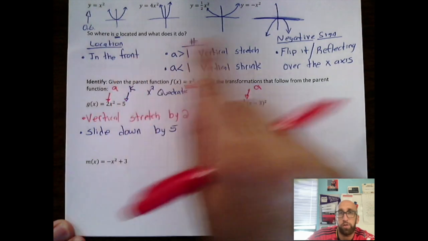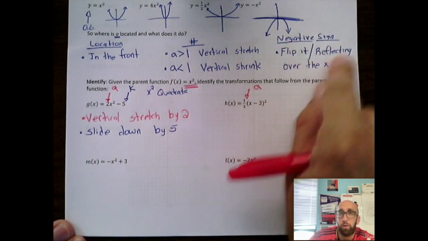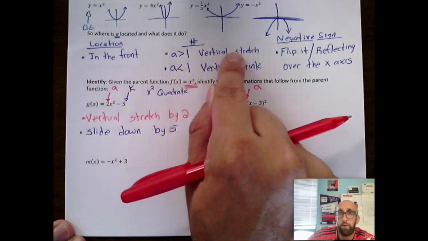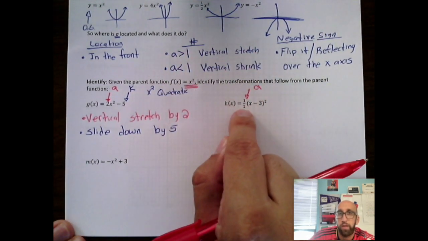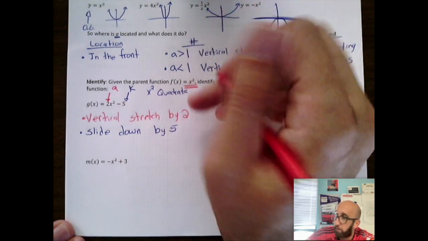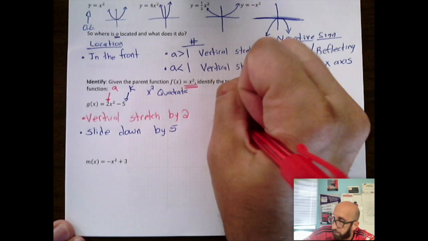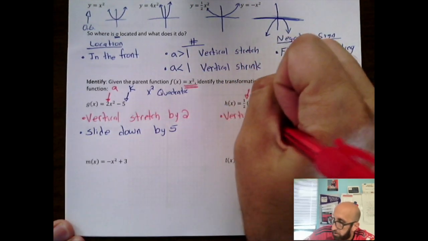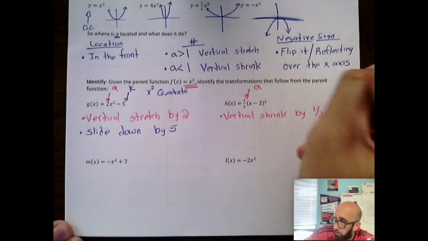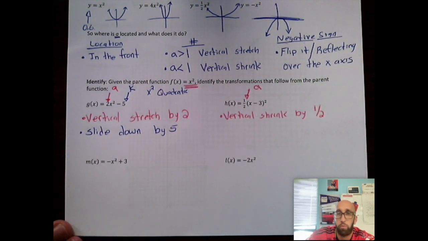So since it's a 1 over 2, I don't need to worry about flipping or reflecting because there is no negative sign there. But I do need to think about a vertical stretch or vertical shrink. Since 1 over 2 is 0.5, and 0.5 is less than 1, this is a vertical shrink by 1 over 2.